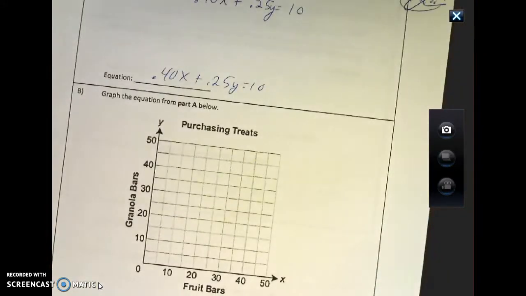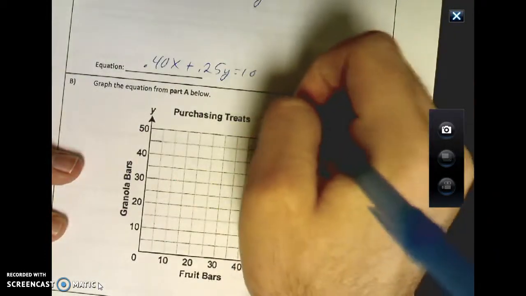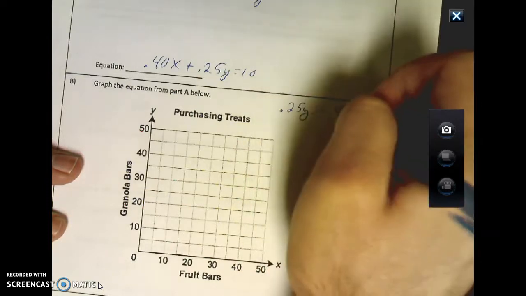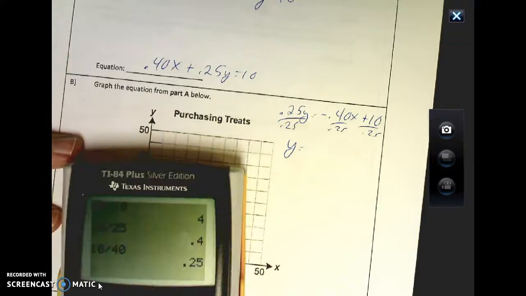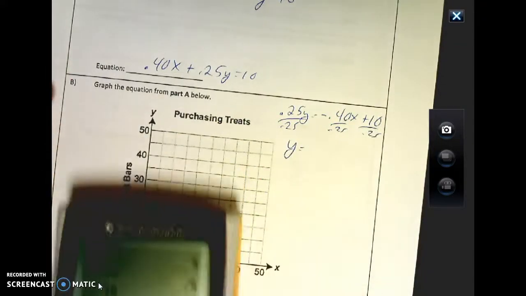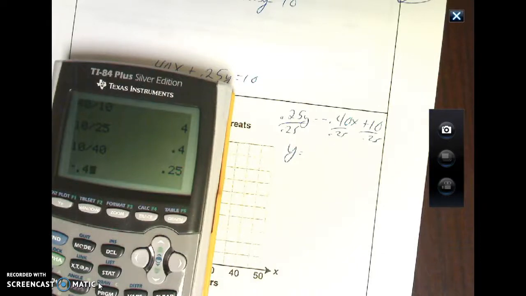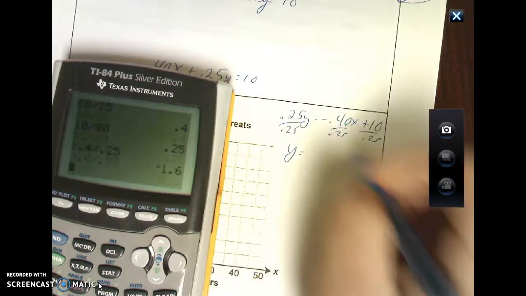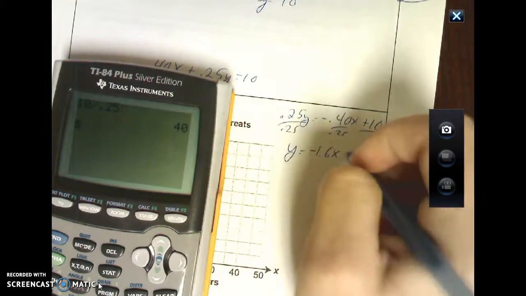Now, if we're looking down here, okay, what can we do? Well, we are going to be solving for y using this equation. So if I subtract the 0.40x over, I get 0.25y equals negative 0.40x plus 10. I can divide everything by 0.25. I'm just using a calculator. So, right here, if I take a look, it's negative 0.4 divided by 0.25, which gives me negative 1.6x, and then 10 divided by 0.25 gives me 40, so plus 40.